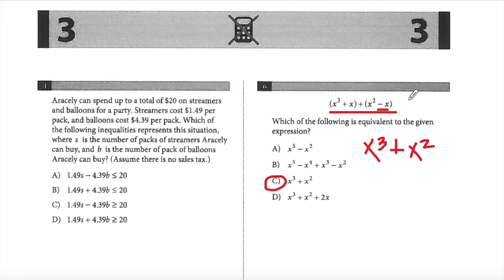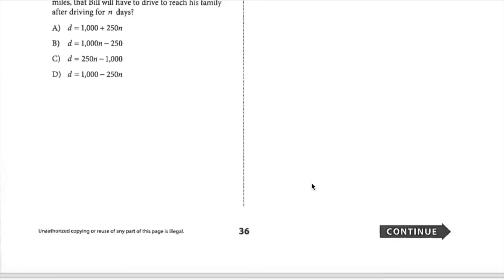Because this is not multiplication, that's why these wouldn't work. This is adding. And you can't add x cubed and x squared. Those are two different powers. You can't add them. So therefore you'll be left with this. And the reason why it's not 2x is because x minus x is 0. All right, let's keep going.